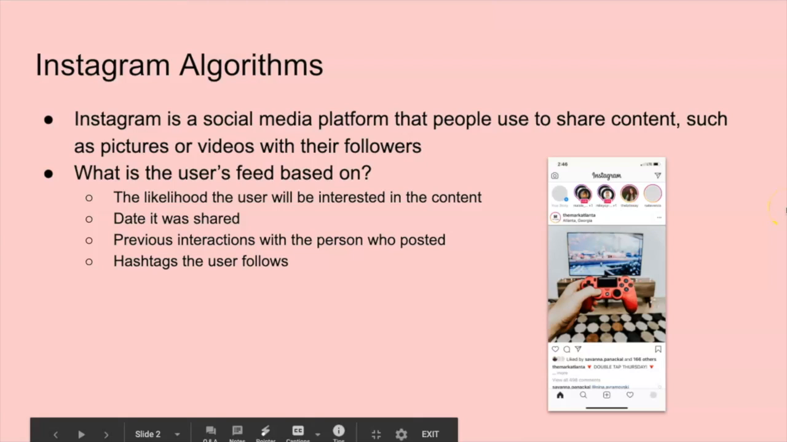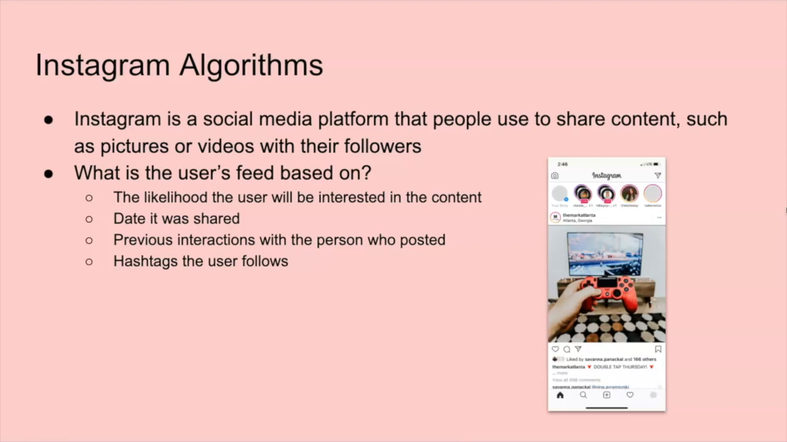Instagram is the social media platform that people use to connect with others by sharing collections of pictures and videos. Based on Instagram's Help Center website, which shares the app's terms and conditions, the user's feed is based on the likelihood the user will be interested in the content, the date the post was shared, and previous interactions with the person who posted. The algorithm collects this data in addition to the hashtags and the type of content that the user follows. The algorithm places posts that the user will most likely care about the most towards the top of the feed based on this data.